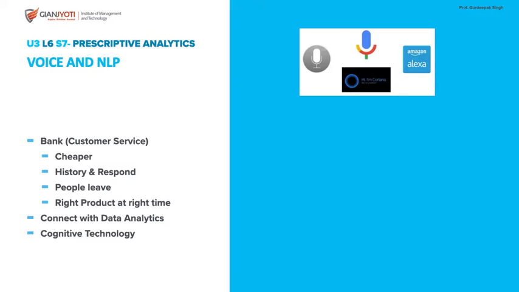So let me talk about an example of a bank and customer service. Now what is happening is most of the banks are trying to work on voice and NLP, and especially the customer care. If we talk about the customer care to begin with, or the customer service. So I pick the phone, I want to talk and I want some service. So it is being replaced with voice and NLP through artificial intelligence. So why is it happening?